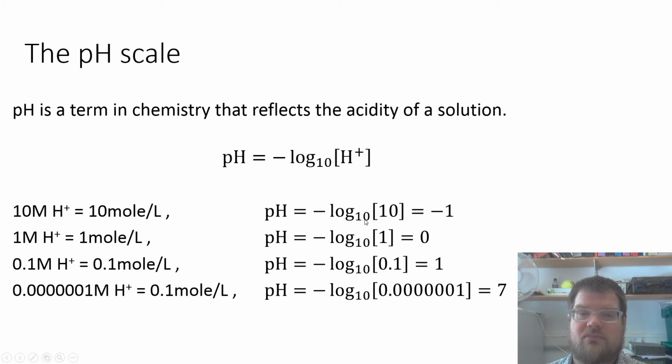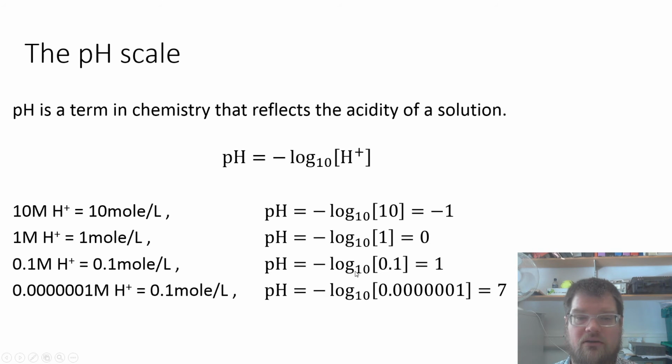We take log to the base 10 of 10, which is 1, and minus that gives us minus 1. So the pH of 10 molar HCl should be around -1. Whereas solutions with much lower concentrations, so if we look at, for instance, this is an example of maybe pure water. Okay, so we'll have a concentration of hydrogen ions of maybe 0.0000001 moles per litre of hydrogen ions.